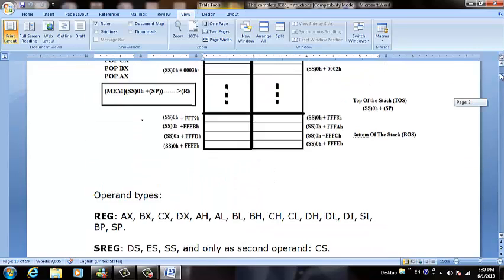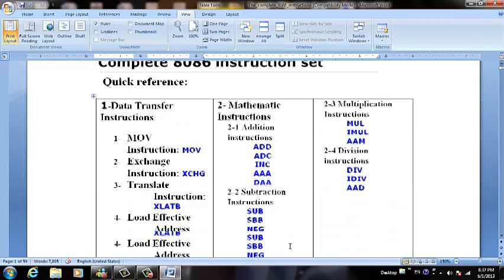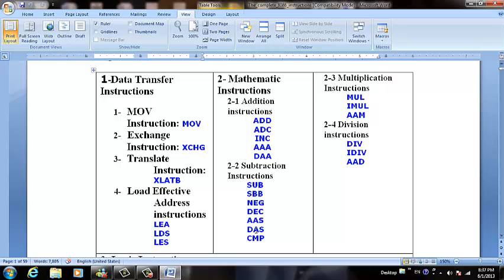Again, we have ASCII adjust for subtraction and decimal adjust for subtraction, and that is the same function as ASCII adjust for addition and decimal adjust for addition. So no need to go over that.